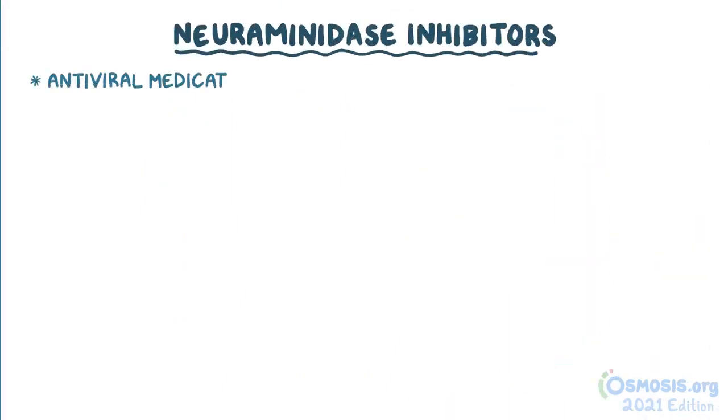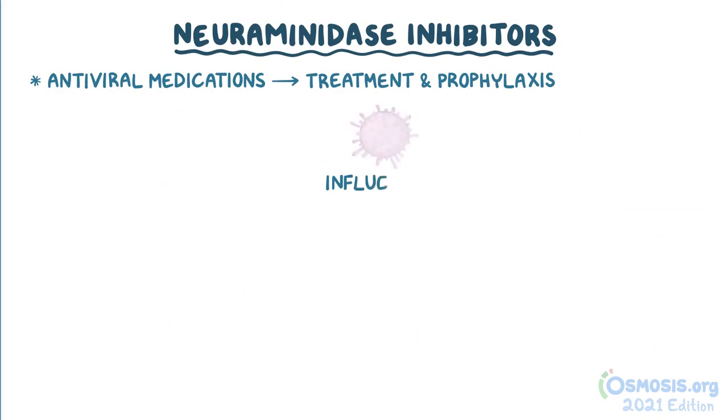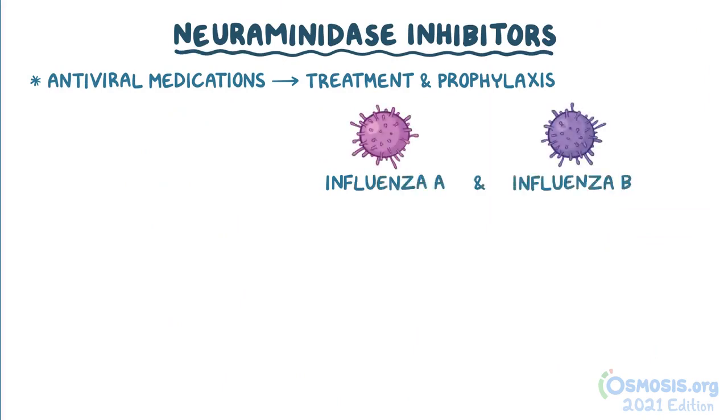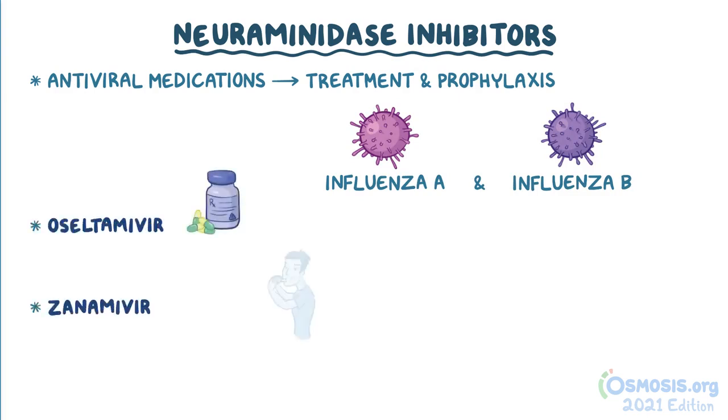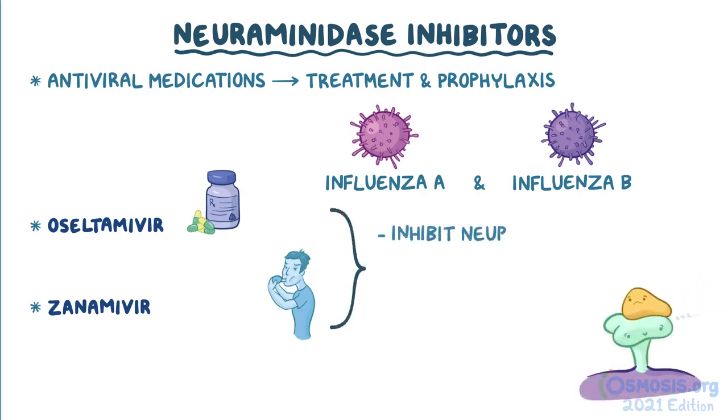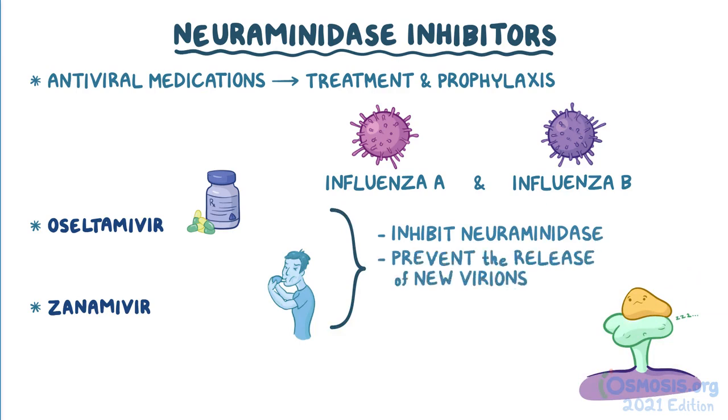Alright, as a quick recap. Neuraminidase inhibitors are antiviral medications used for the treatment and prophylaxis of influenza A and influenza B, which are viruses that cause the flu. Common medications in this class include oseltamivir, which is taken as a pill, and zanamivir, which is taken as a powder for inhalation. These medications work by inhibiting the enzyme neuraminidase, thereby preventing the release of new virions and further infection of the host cells. Common side effects of oseltamivir include gastrointestinal disturbances, while zanamivir should be avoided in individuals with underlying airway conditions, because it can cause bronchospasms.